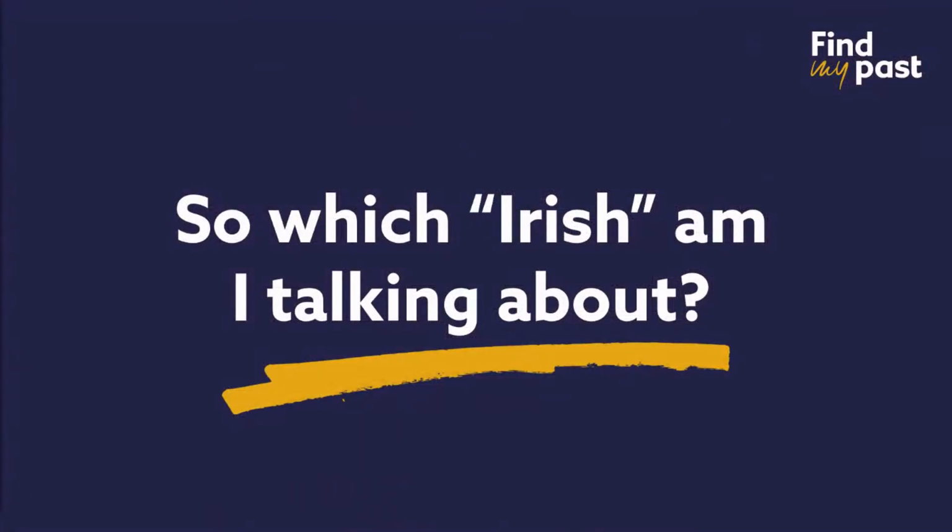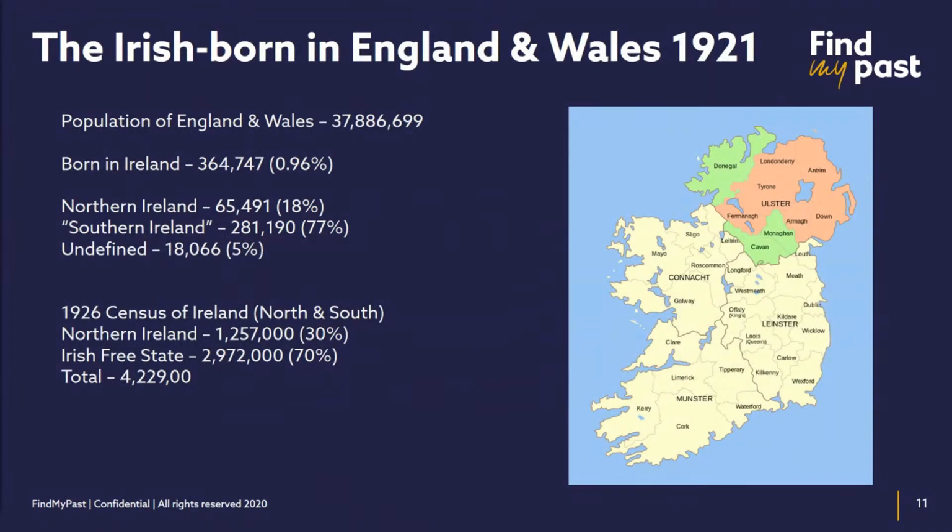So, what Irish am I talking about? Well, I'm talking about the Irish that were born in England and Wales in 1921. So, the Irish born, I should say, they were actually living in England and Wales. Now, here's a map of Ireland. Just want to absolutely clarify we know what we're talking about.